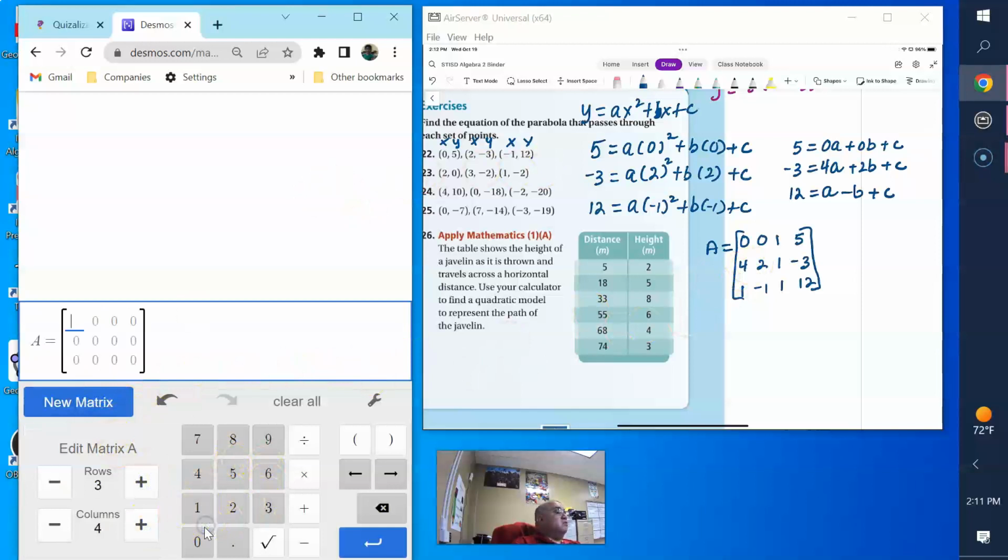So you have 0, 0, 1, 5. The next row, 4, 2, 1, -3. And of course the last row, well, actually it's 1, -1, 1, and 12.